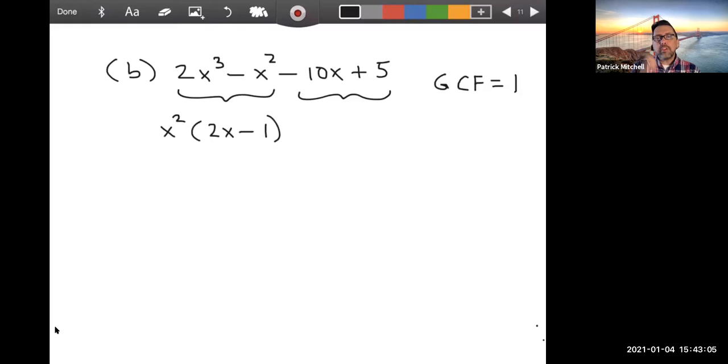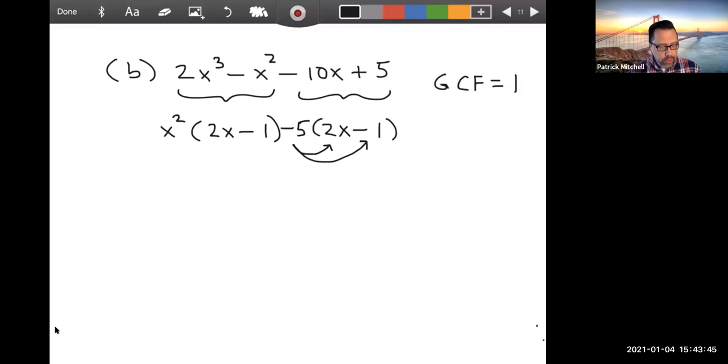Okay, now notice the second two terms are minus 10x plus 5. Remember what I told you earlier, usually when it starts off with a minus, you're going to factor out a minus. This time I really have to factor out a minus because I need this other binomial to be 2x minus 1. And the only way I'm going to make that happen is if I pull out a negative 5. That has to be a negative 5, right? Negative 5 times 2x is negative 10x. Negative 5 times negative 1 is positive 5.